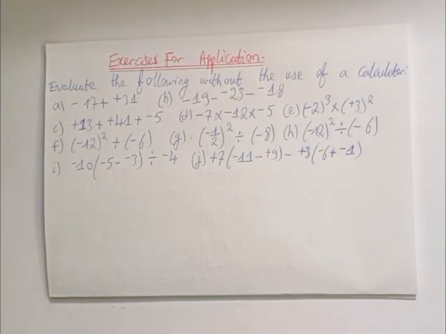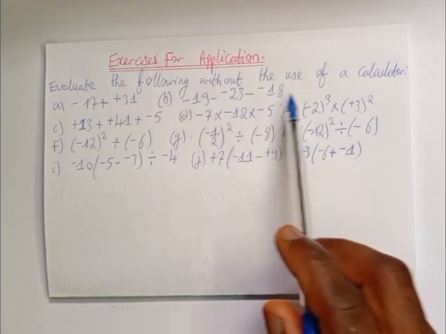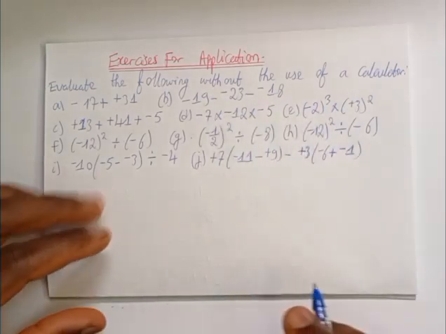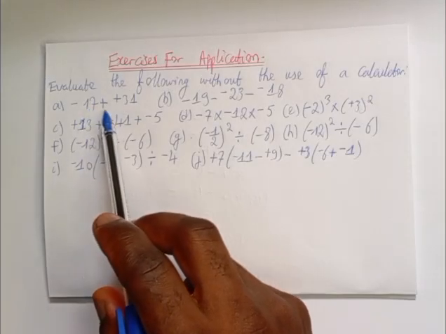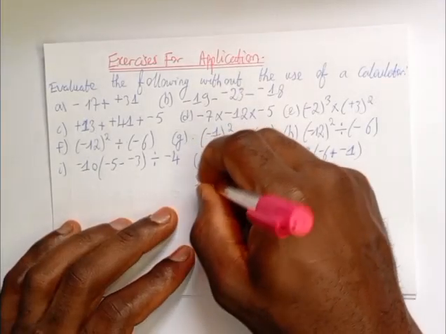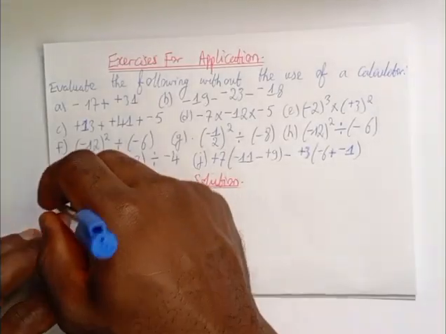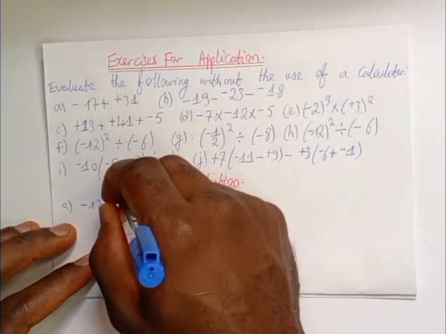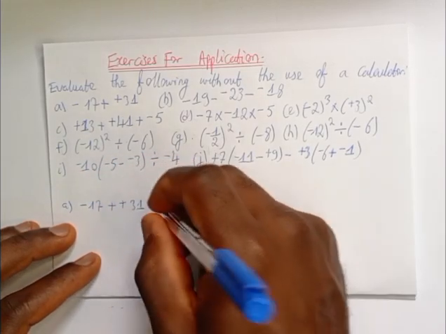We are to correct the following exercises on arithmetic operations on directed numbers. The question goes, evaluate the following without the use of a calculator. For A, we have negative 17 plus positive 31. We take down the solution. A, we have negative 17 plus positive 31.